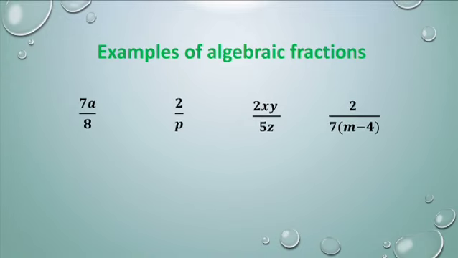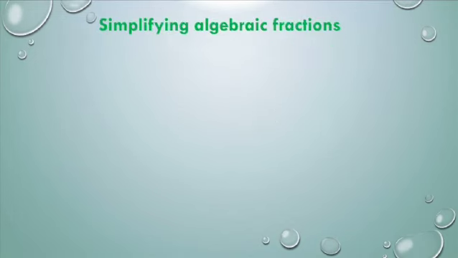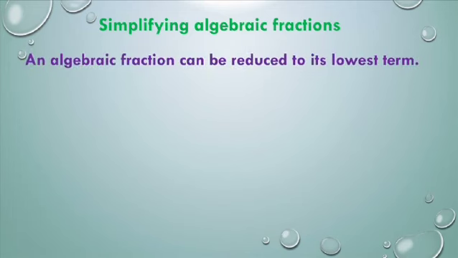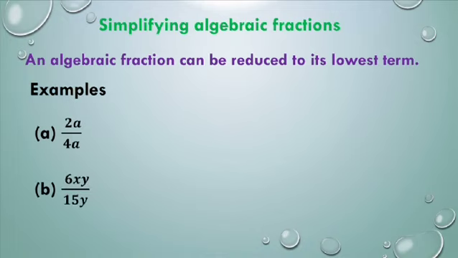Now, let us see how we can simplify algebraic fractions. An algebraic fraction can be reduced to its lowest term. Let us consider some examples. So the first one, 2a over 4a, and the second one, 6xy over 15y. So how can we simplify the first one, 2a over 4a? If I write it in expanded form, I will have 2 times a over 2 times 2 times a. 4 can be written as 2 times 2.